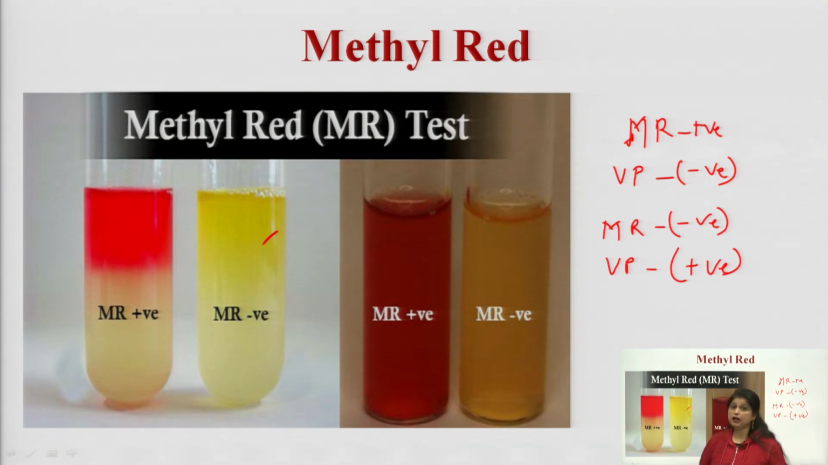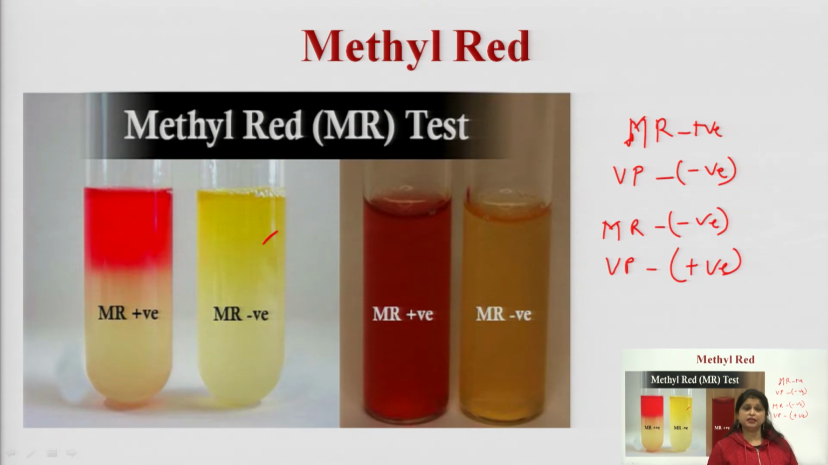Means MR will identify those bacteria which make the environment acidic, but Voges-Proskauer is the reagent which will identify the bacteria which make the environment basic, meaning they are releasing acetone as the end product. MR negative bacteria always show VP positive results and MR positive bacteria always show VP negative results. So in this way, you have to carry out both these tests simultaneously.